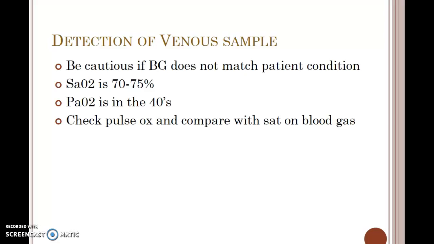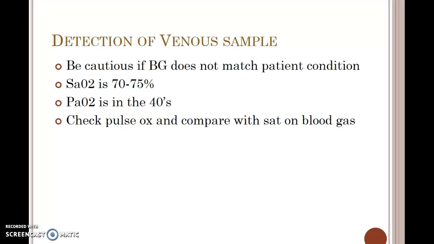Okay, this is video 3 of Unit 5 for Respiratory Therapy Science 2. We're starting in the PowerPoint section that is titled Detection of a Venous Sample. If you watch the video embedded within the PowerPoint, that's great. Otherwise, I did make another link to it in the content section under Unit 5.